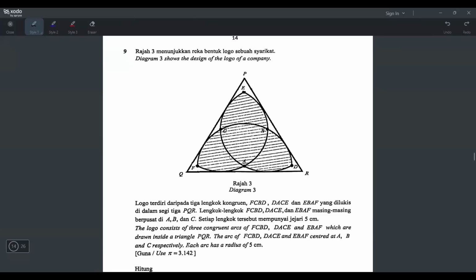And then what it says down here, the logo consists of three congruent. Hey, what is congruent? Congruent means sama size, sama bentuk. Same size, same shape. It means they are exactly the same measurements lah. They have the same measurements. The logo consists of three congruent arcs FCBD, DACE, and EBAF, which are drawn inside the triangle PQR.